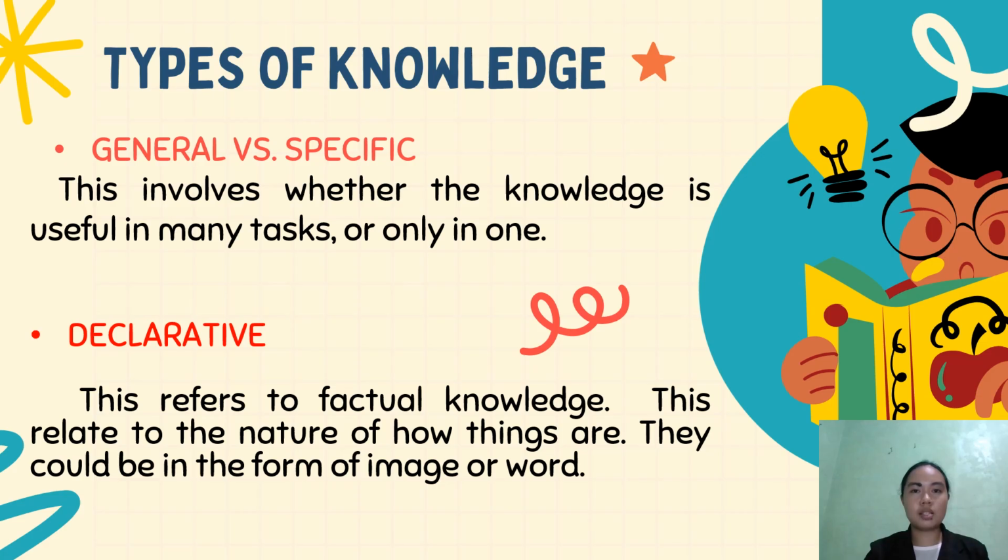So the second one is declarative knowledge. This refers to factual knowledge. This relates to the nature of how things are. They could be in the form of images or words. So declarative knowledge is factual knowledge, knowing what something is. It deals with facts, concepts, and information that describe how things are. For example, knowing that water boils at 100 degrees Celsius or that Manila is the capital city of the Philippines.